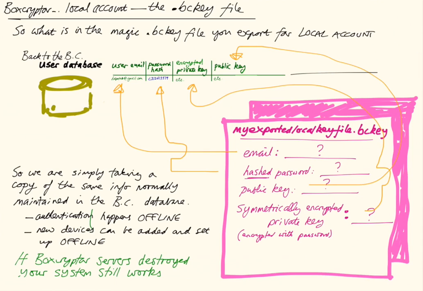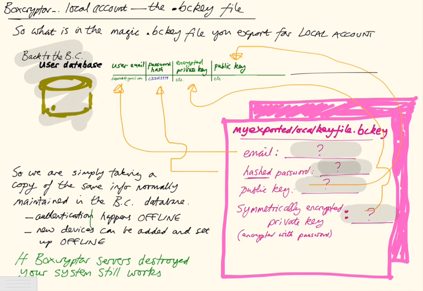So what does this BC key file actually do? Well, as we hinted before, the BC key file is taking the place of the Boxcryptor server, right? It's taking that out of play altogether. So it's quite easy to envision what's going to be in it then. Obviously we're going to be using the BC key file to authenticate ourselves, so it's going to need to store the email and the hashed password. It's going to store the public key, and it's going to store the symmetrically encrypted private key, right?